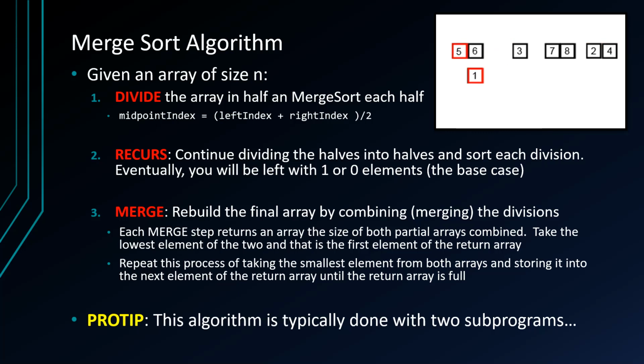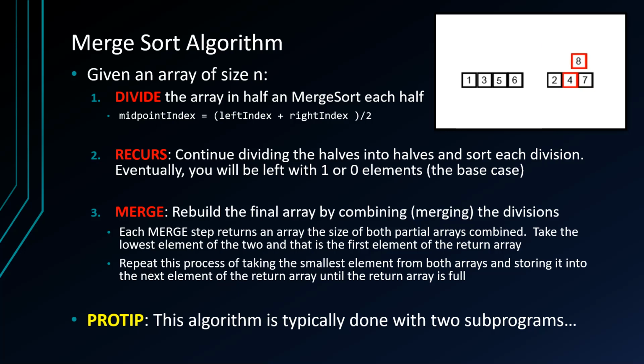So it compares the 1 and the 5, it takes the 1. It compares the 5 and the 3, it takes the 3. Then the 5, and then the 6. And the same process is going to happen on the other side. Again, it's always taking the smallest element to do the merge. It doesn't necessarily always have to come from the same array, though.